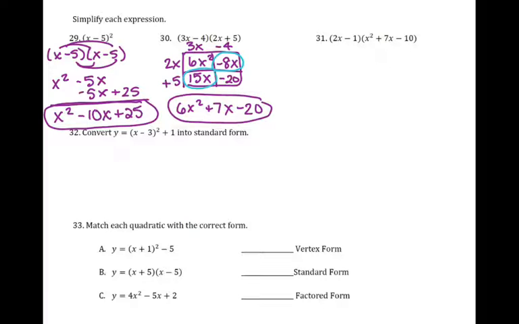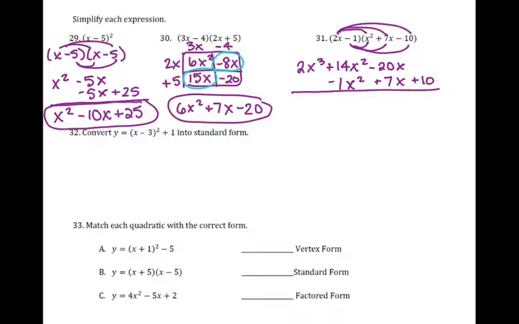For 31, you can distribute or use the box, but you do have a binomial times a trinomial, so just be careful. Distributing the 2x, so 2x times x squared is 2x cubed. 2x times 7x is 14x squared. 2x times negative 10 is negative 20x. Negative 1 times x squared is negative 1x squared. Negative 1 times 7 is 7x. Negative 1 times negative 10 is positive 10.